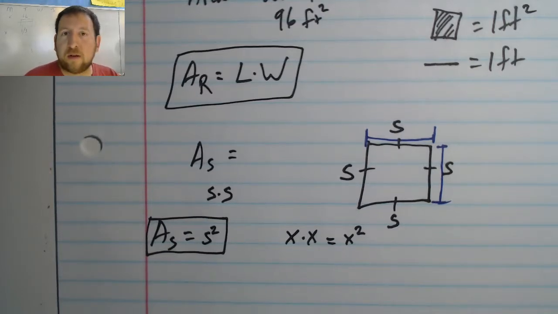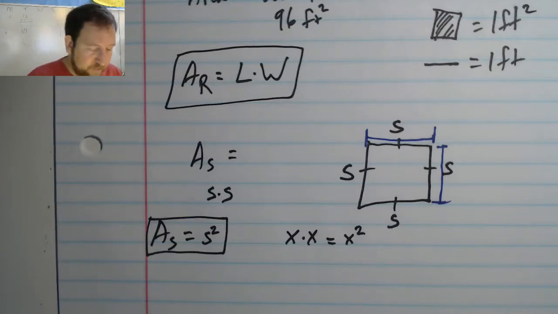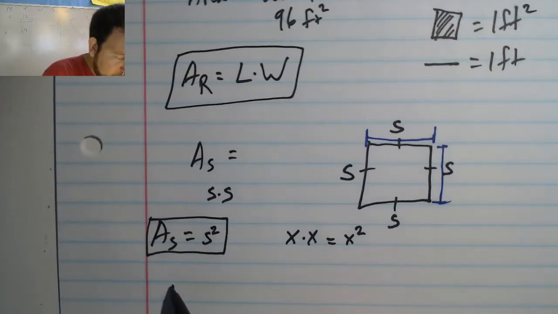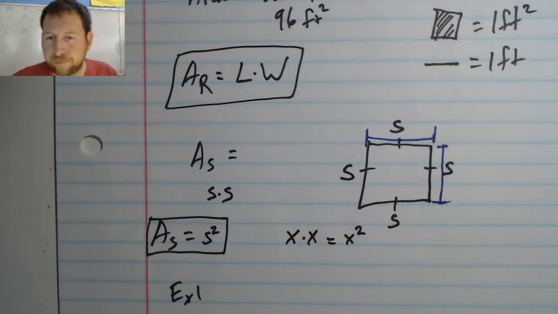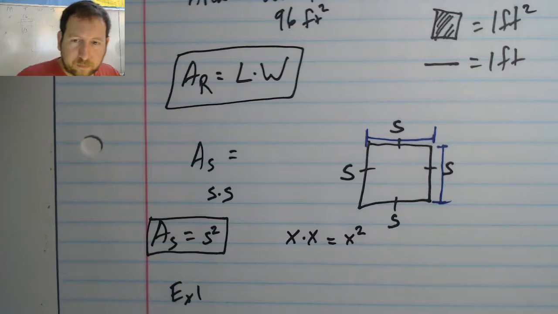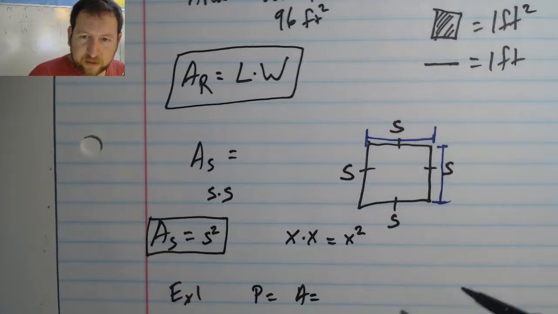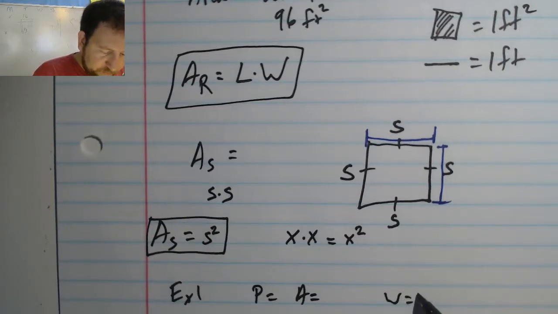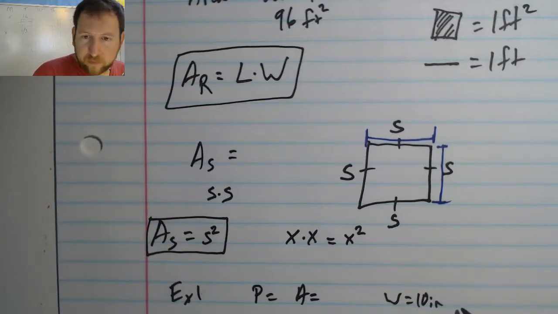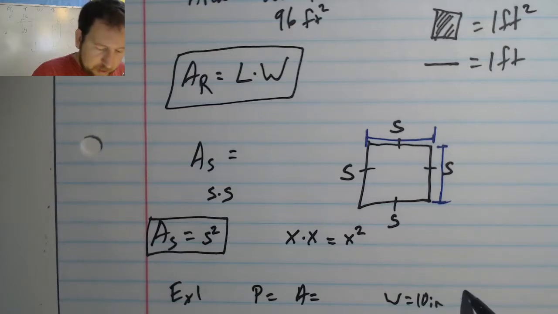Now, if you feel like you can go ahead and use these formulas, go ahead and do it. But I'm going to do a couple of examples if you're curious. Okay, let's look at example 1. I want the perimeter and the area of a rectangle with a width of 10 inches and an L of 12 inches.